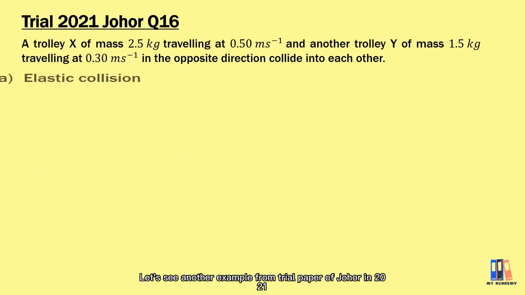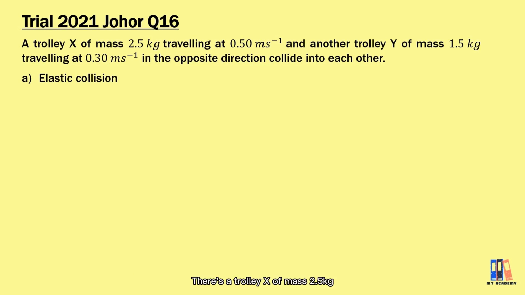Let's see another example from the trial paper of Johor in 2021. There's a trolley X of mass 2.5 kg traveling at 0.5 meter per second and another trolley Y of mass 1.5 kg traveling at 0.3 meter per second in the opposite direction. Both of them will collide into each other.